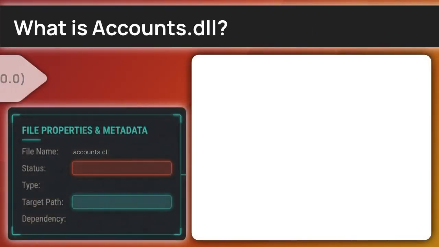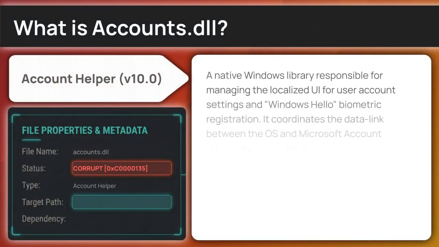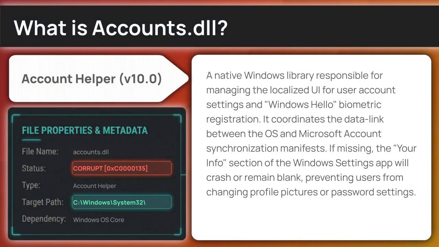This is the Accounts module, a native Windows library responsible for managing the localized UI for user account settings and Windows Hello biometric registration. It coordinates the data link between the OS and Microsoft Accounts synchronization manifests. If missing, the Your Info section of the Windows Settings app will crash or remain blank, preventing users from changing profile pictures or password settings.